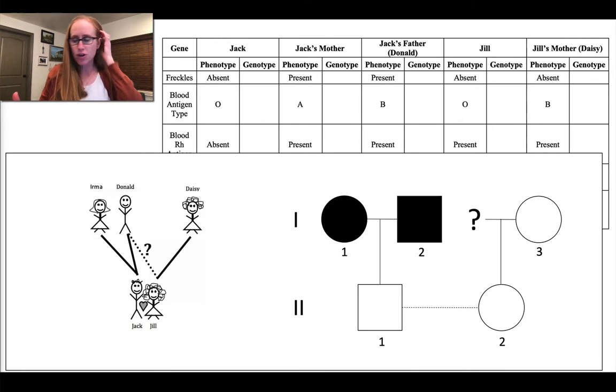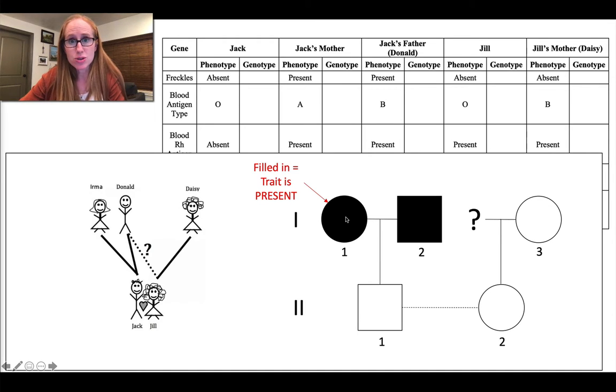So let's look at our first gene. We're looking up here at freckles. Okay, so we have Jack, Jack's mom, Irma, Donald, Jill, and Daisy, and we have what phenotype they're showing. Now, it's typical in a pedigree, if we're going to map freckles, for instance, to fill in the individuals where whatever characteristic you're mapping is present. Okay, so in this case, both Irma and Donald have freckles, but Jack does not. Daisy does not. Jill does not. And so you'd have them filled in, indicating that they're showing whatever trait that is.